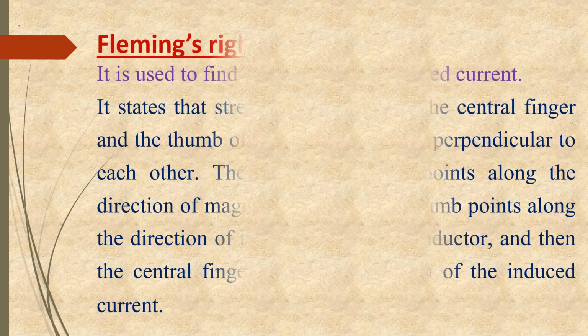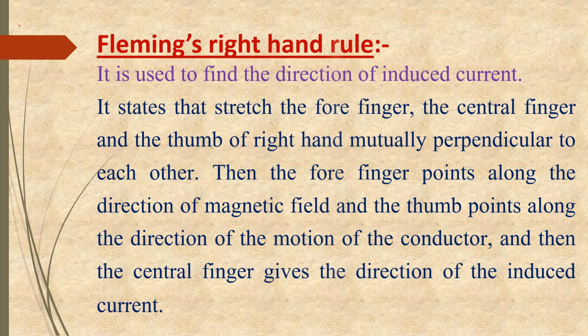Now we will see Fleming's right hand rule, which is used to find the direction of induced current. We already discussed Fleming's left hand rule, which is used to find the direction of force experienced by a current carrying conductor in an external magnetic field. So this rule we are using to find the direction of induced current.